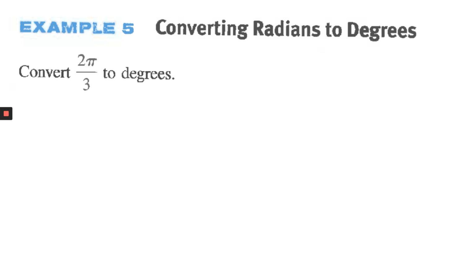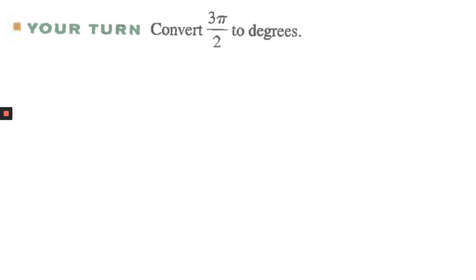Okay, let's go the other direction. 2 pi over 3, to degrees. So we're going to multiply this, and flip that fraction over, 180 degrees over pi. Pi's cancel. 180 divided by 3 is 60, so 2 times 60 is 120 degrees. Give it a shot.